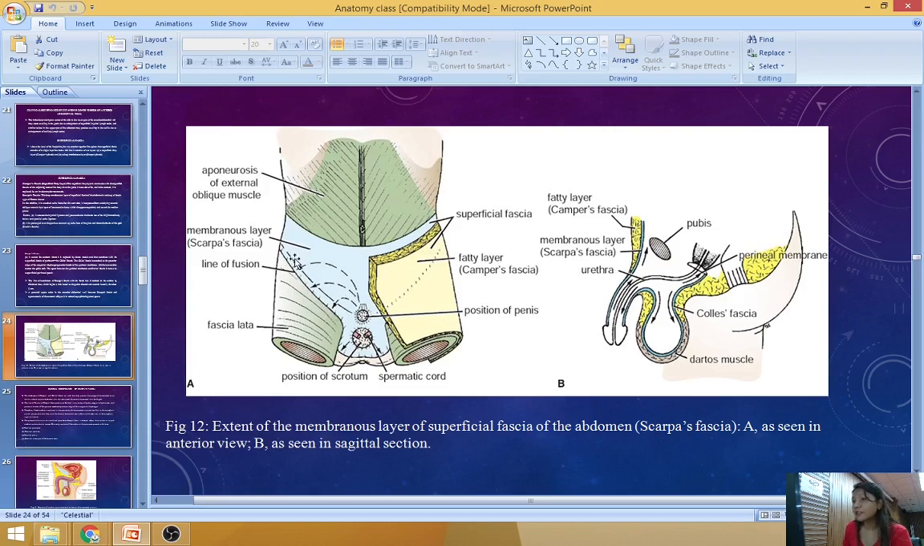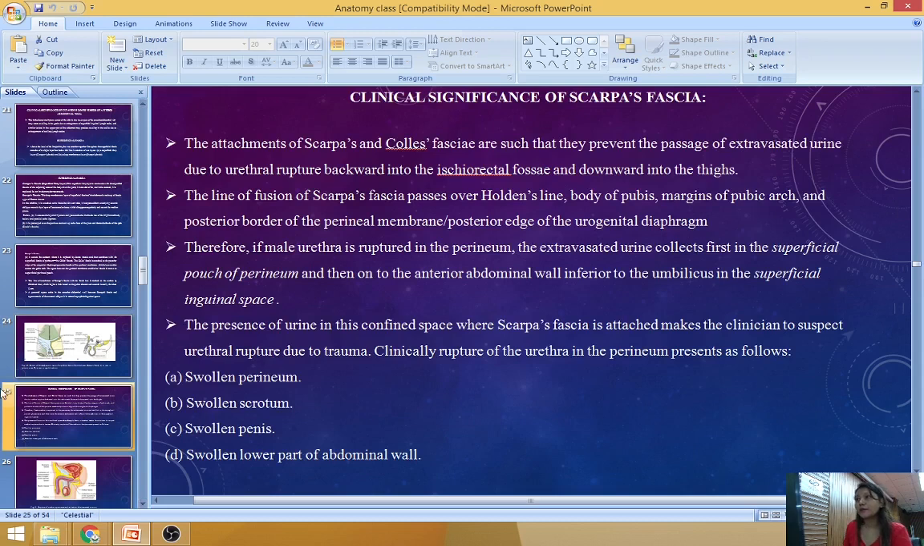Very important clinically, and this question is asked by all our professors in the exam. So you have to tell the line of fusion of membranous layer, that is Scarpa's fascia, with fascia lata is the Holden's line. Okay, now we have come to the clinical significance. That's why I was concentrating on Colles' fascia, Holden's line.